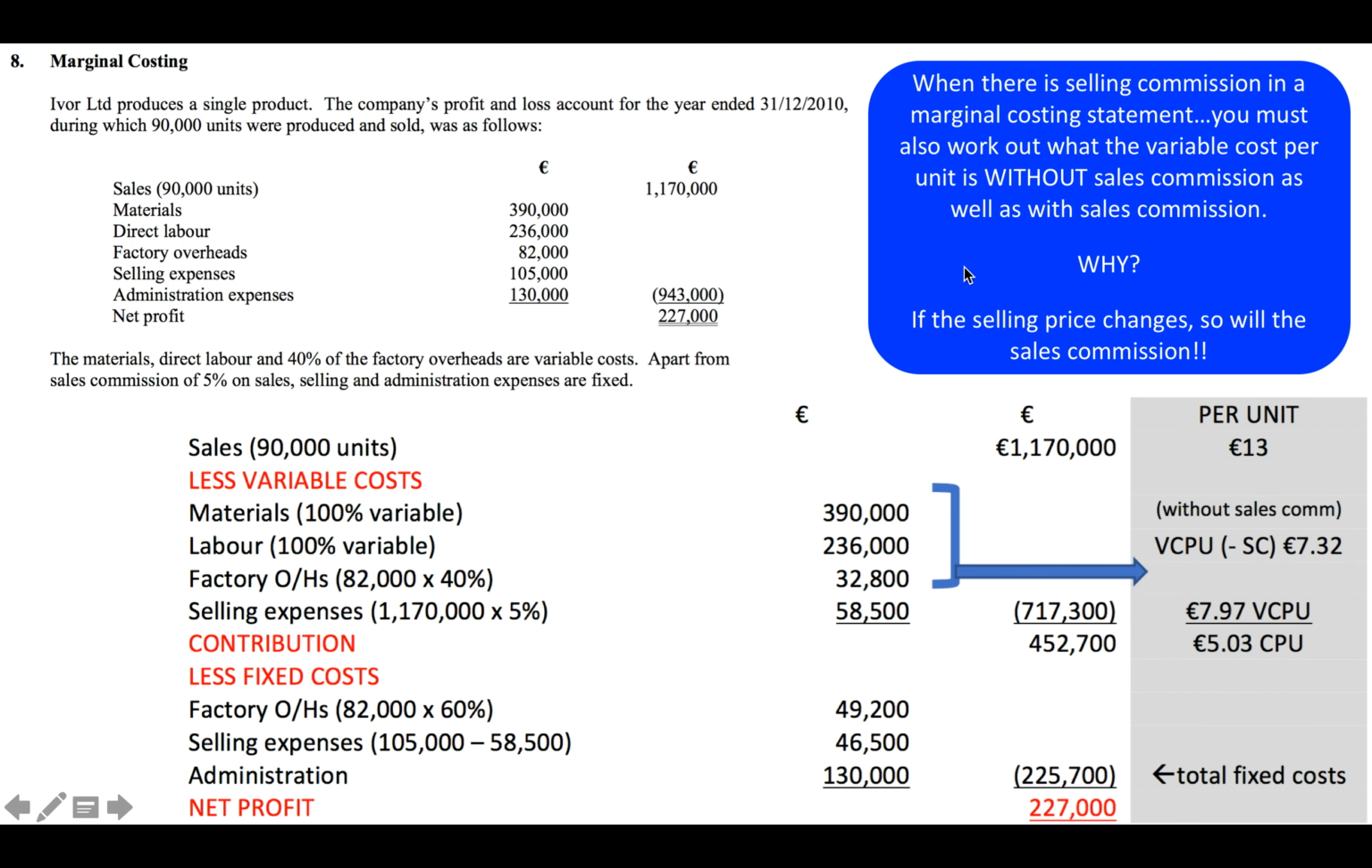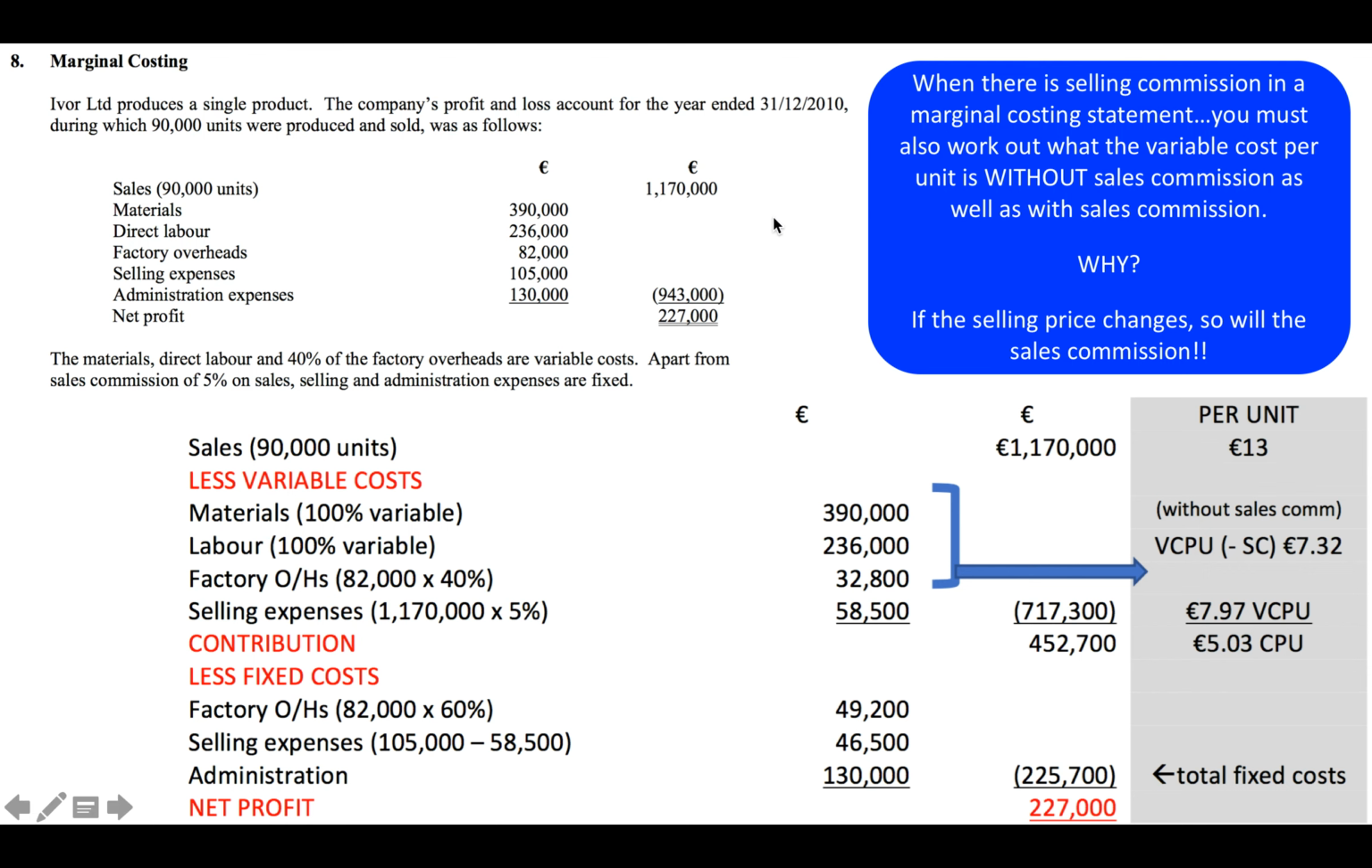Now, you'll notice this big blue box up here. It says, when there is selling commission in a marginal costing statement, you must also work out what the variable cost per unit is without sales commission as well as with sales commission. Why? If the selling price changes, so will the sales commission. Well, that makes sense. If my €13 here changes to 15, that's going to change my variable cost per unit because my sales commission will change there.